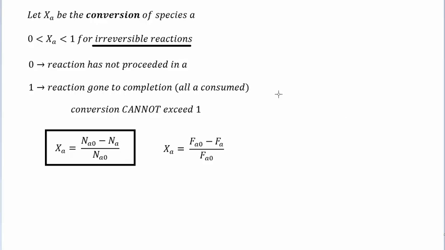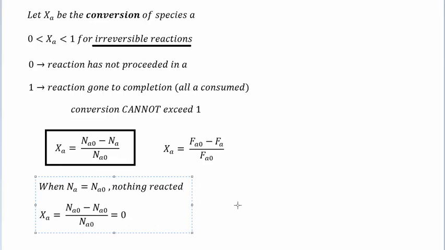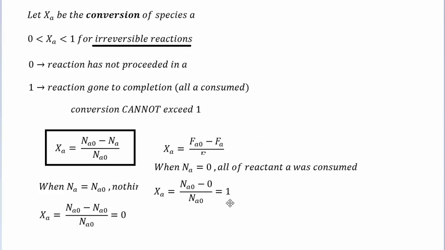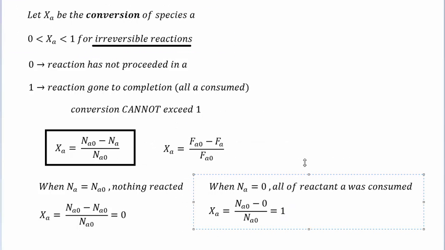Alright, so why does this make sense with the rules that we have up above? When your final moles are equal to the initial moles, what that means is that at the beginning of the reaction and at the end of the reaction, you have the same amount of A. So if N sub A equals N A naught, then you're simply going to get 0, which means the reaction did not occur. Likewise, if everything is consumed, what that means is that at the end of the reaction, N sub A is 0. There's no moles of A left. So N A naught minus 0, all divided by N A naught, is going to simply get you 1, which means the reaction went to completion.